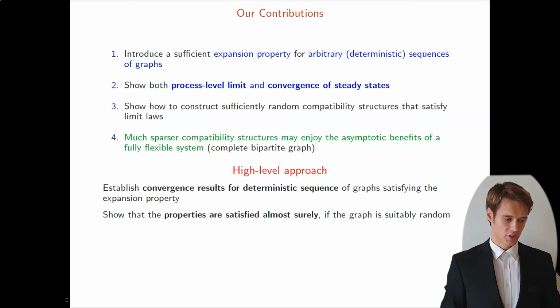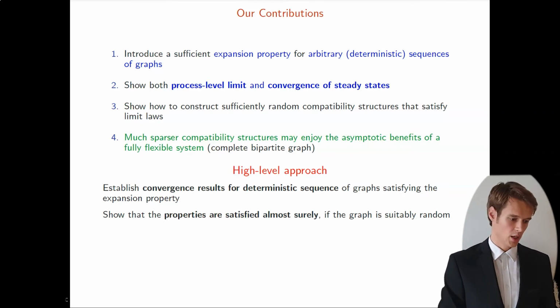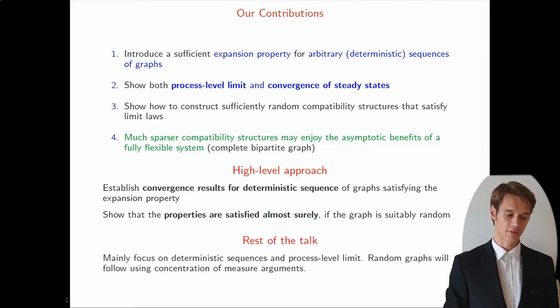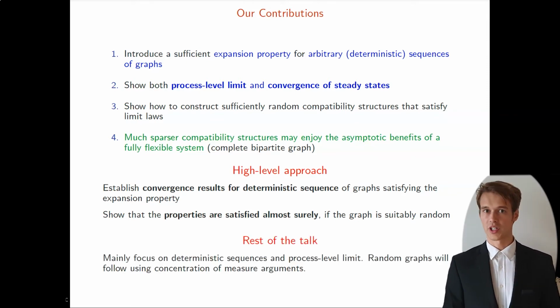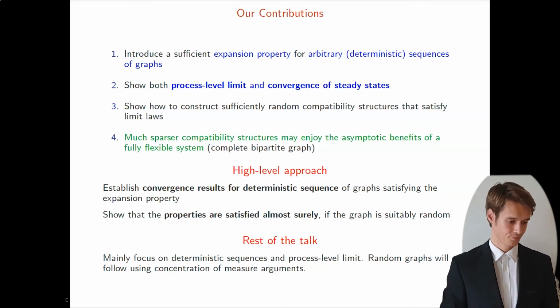So a high-level approach is the following. We look at deterministic sequences of graphs that satisfy our condition, and we show that our properties are satisfied. For the random graphs, we actually use concentration of measure arguments to show that they satisfy our condition almost surely. And that also implies that they satisfy the limit class.